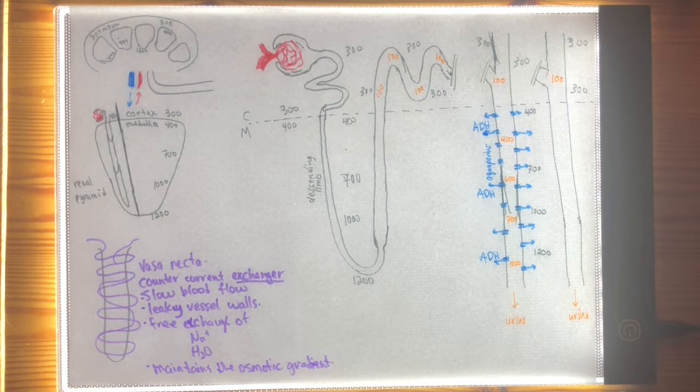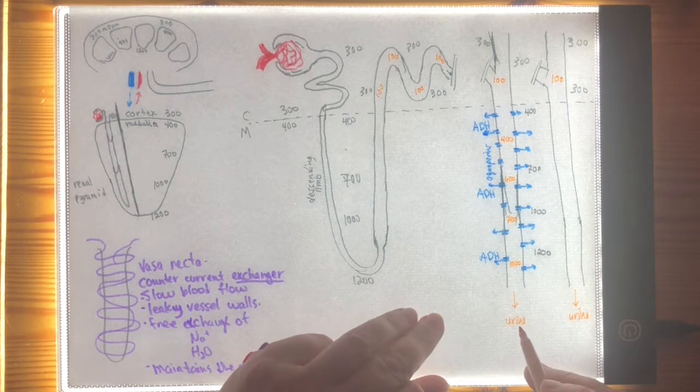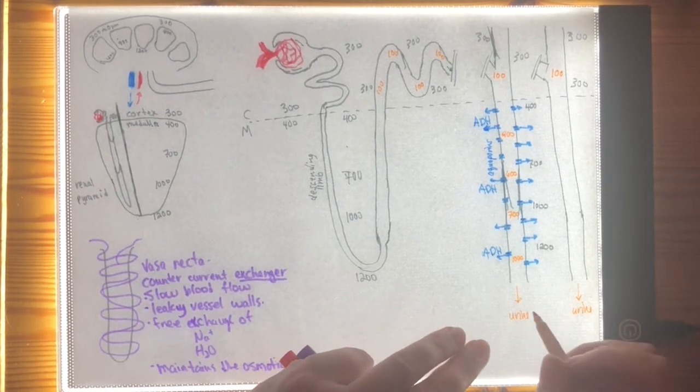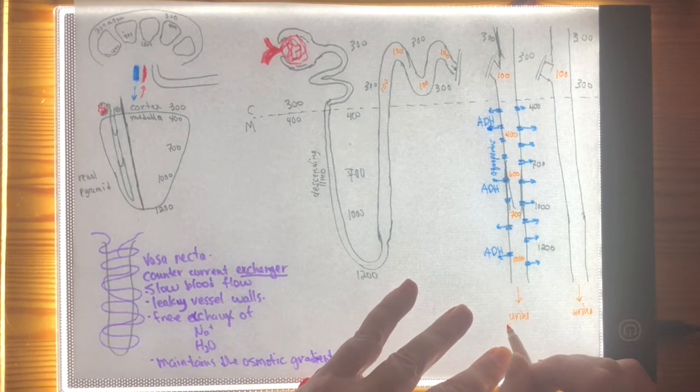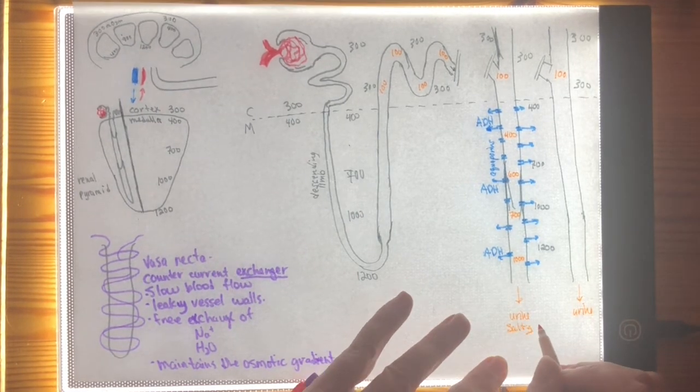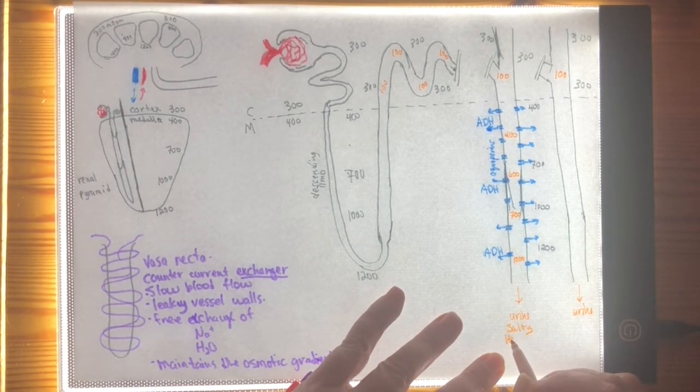So what we end up with then is urine that is salty. It's going to be dark in appearance. A person under these conditions probably would not have to urinate very often. And this urine would have a high specific gravity.